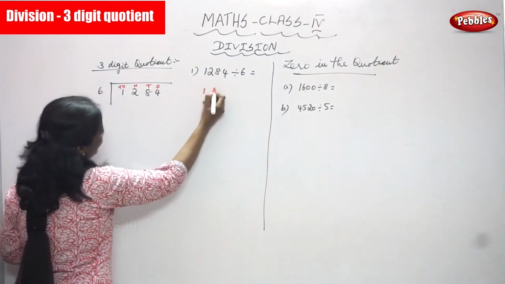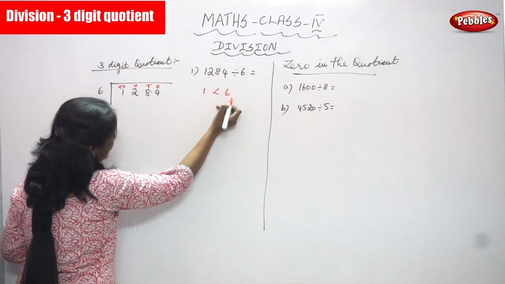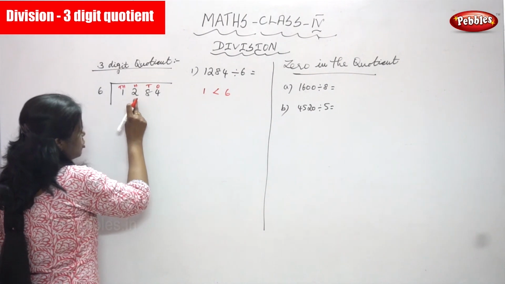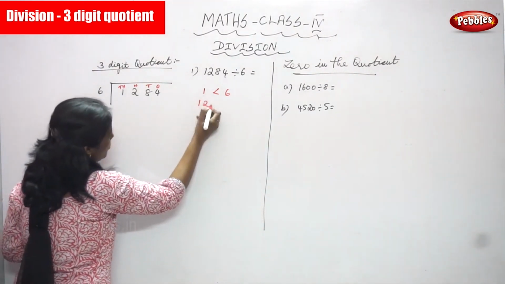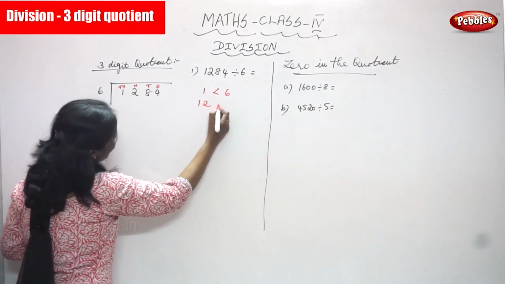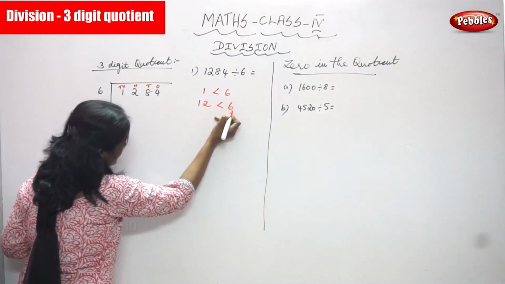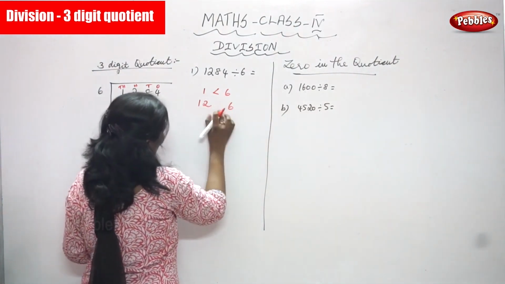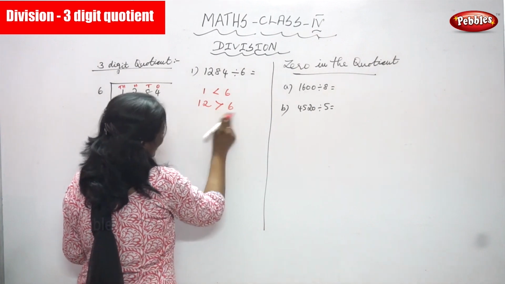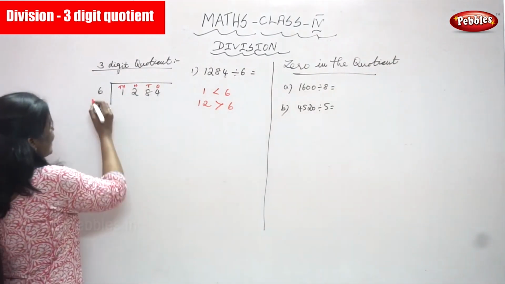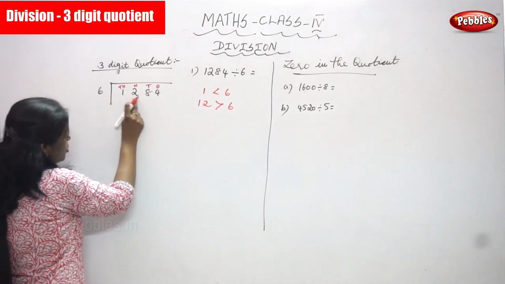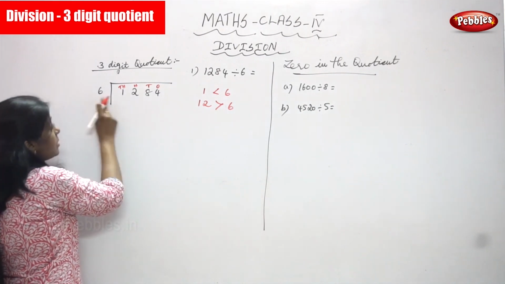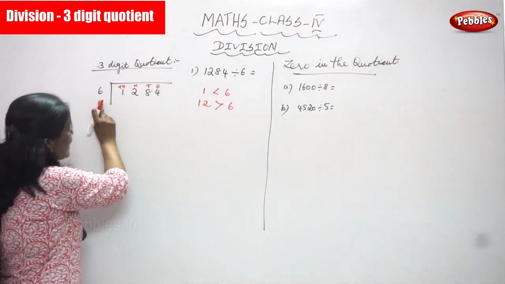So compare 1 and 6. 1 is less than 6, so you can't divide, so you take the next digit, the number in the hundreds place, which is 2. Now 1 and 2 you combine, that is 12. 12 is greater than 6. So we take 12 as the dividend and 6 as the divisor, so we are using the 6 times table.